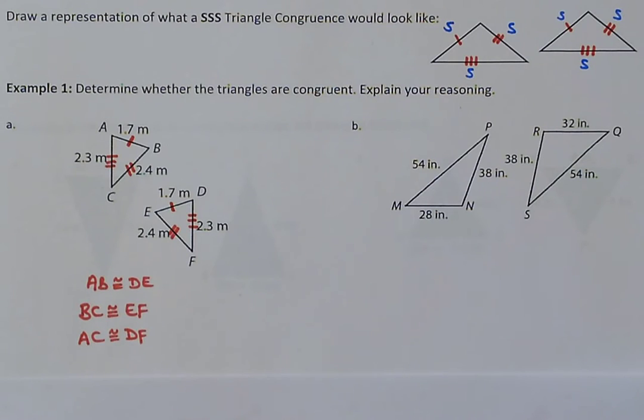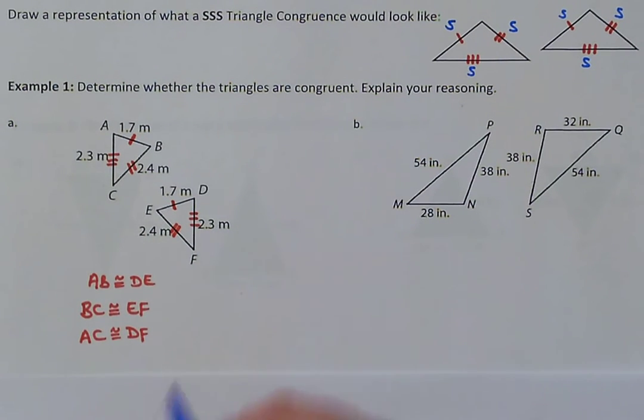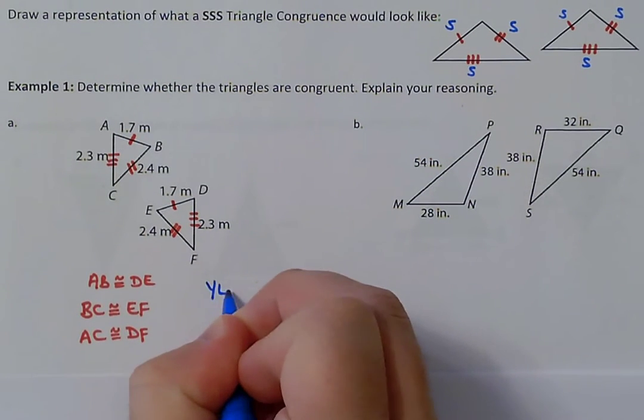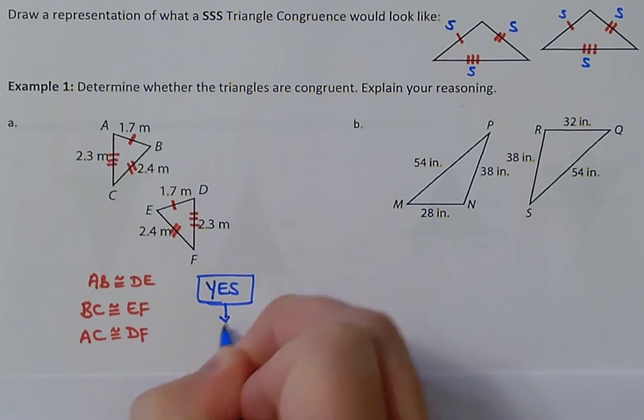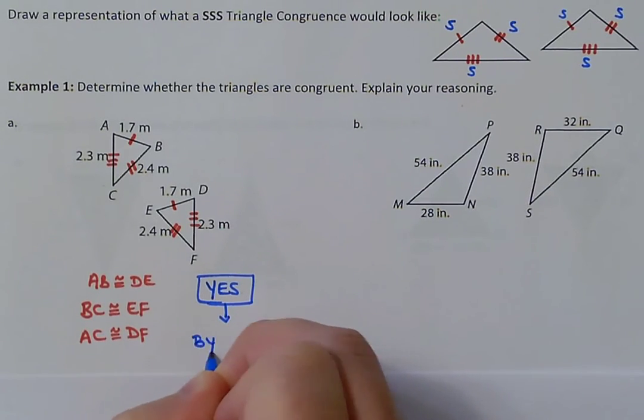So, can I determine that these two triangles are congruent? I can, because I know all three sides are congruent to each other. They have that corresponding matching pair. So I can say yes, and it's going to be by side-side-side.